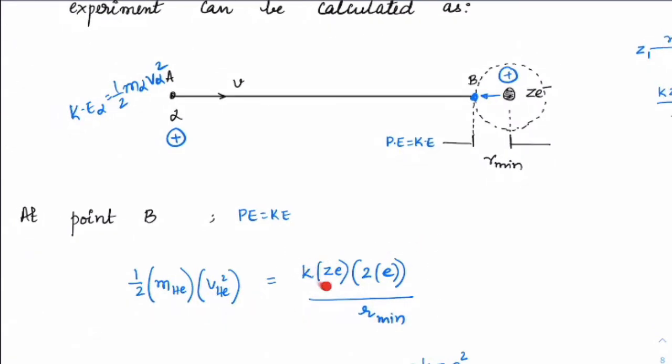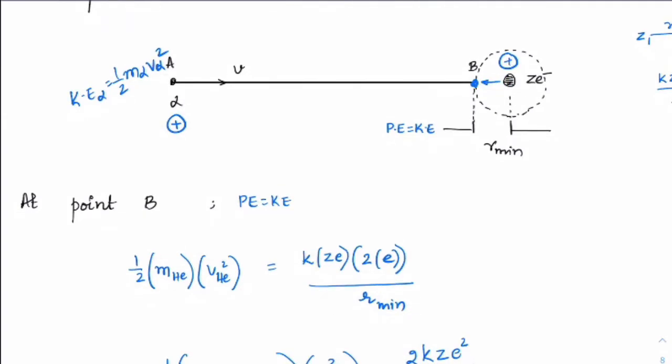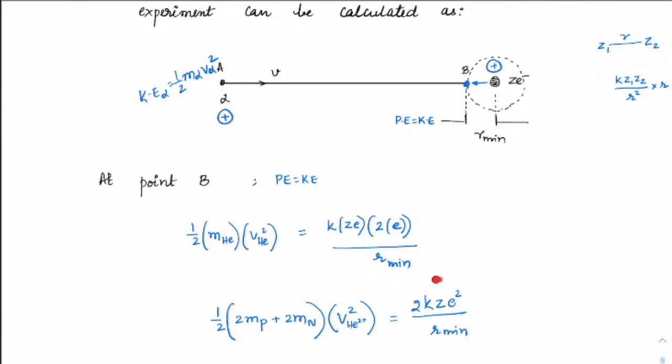Constant, this is Z1, as in the charge of this nucleus, multiplied by the charge of the alpha particle. Charge of the alpha particle is 2 times the charge of proton. This is Z times the charge of proton, that divided by the distance between these two, which is r minimum. So the closest distance is nothing but this r minimum. So our objective is to calculate this closest distance.